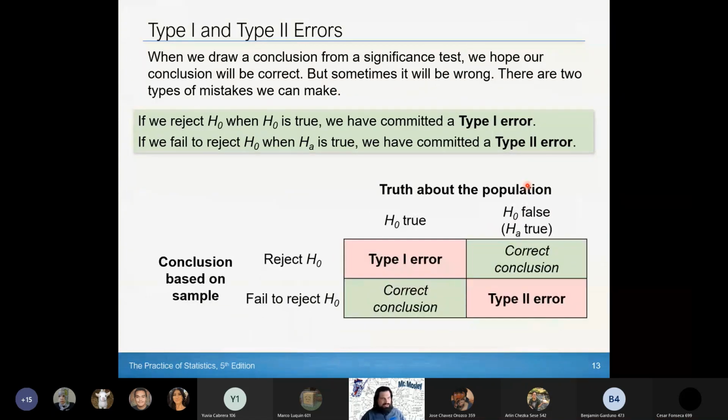It's a little easier to see with this table here. We have the truth about the population, either H0 is true or H0 is false and HA is true, and the conclusion that we made based on our sample. If we reject H0 when H0 is actually true, we have a type 1 error. If we reject H0 when H0 is false and HA is true, that's good. We were correct. If we fail to reject H0 when H0 is true, excellent, that is correct. If we fail to reject H0 when H0 is false and HA is true, that's a type 2 error.